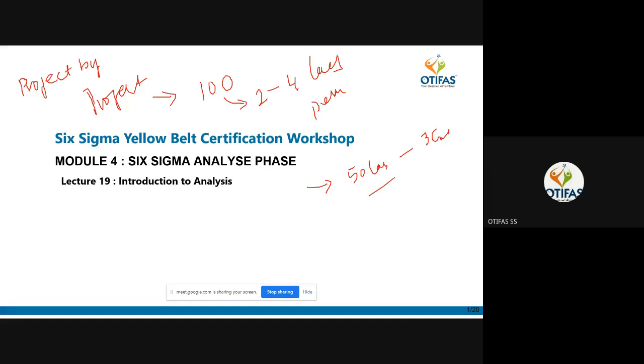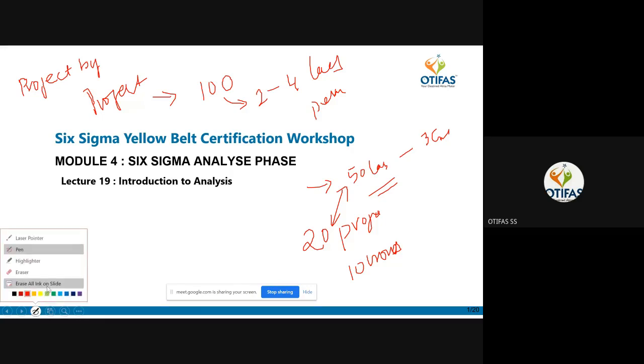Suppose your company is running Six Sigma. If it is a small company with at least 20 projects running in a year, at a minimum they can save 50 lakhs on each. Almost they can save 10 crores. That is the power of Six Sigma, continuously saving cost and improving performance.